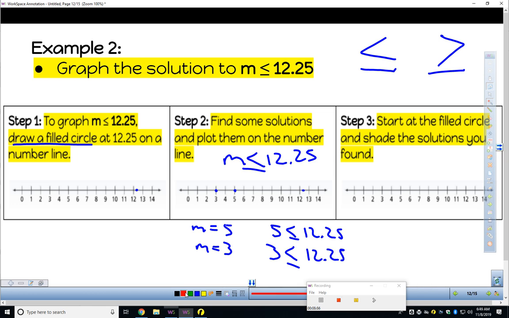So what I'm going to do here is I'm going to start at my filled-in circle, and I'm going to shade to the left. I'm going to make my circle bigger here, I guess. I'm going to shade to the left, representing those solutions. Again, the only difference here is a filled-in circle versus the open circle.